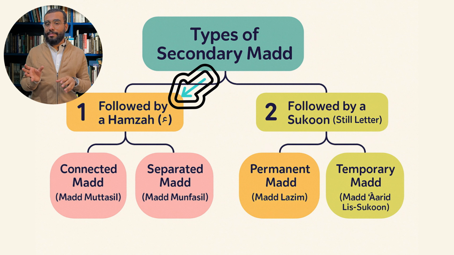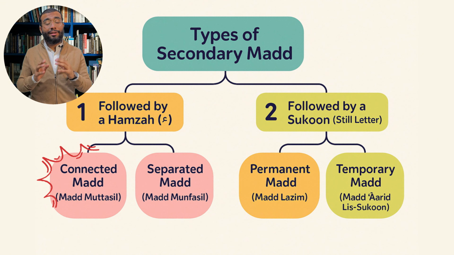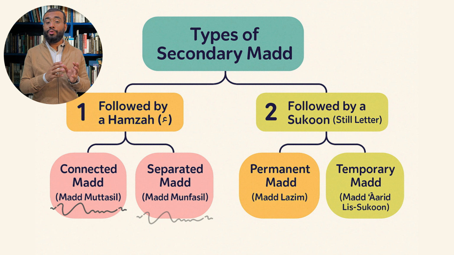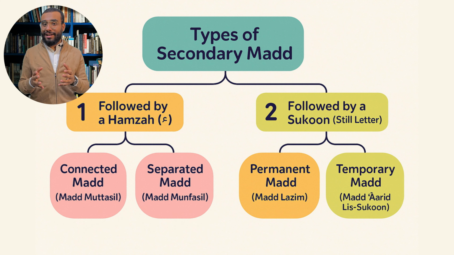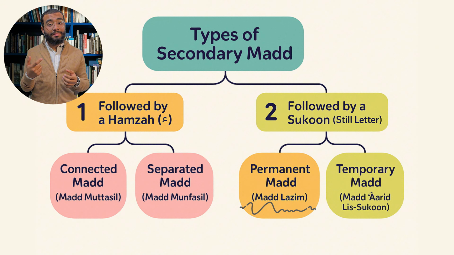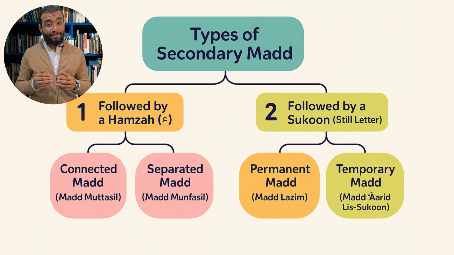When it's followed by a hamza, this type has 2 subtypes: connected mad and disconnected mad. Or in Arabic, mad muttasil and mad munfasil. We'll study both of these in the next lesson, inshallah. When a mad letter is followed by a sukun, this also has 2 subtypes: permanent mad and temporary mad. Or in Arabic, mad lazim and mad aarid lil-sukun. Again, don't worry about the names yet. We'll go through each one step by step with clear examples, just like you're used to.